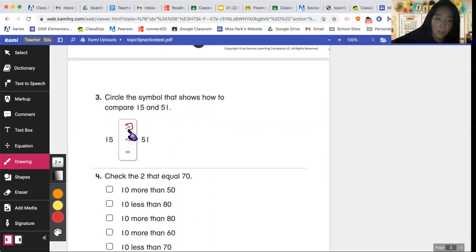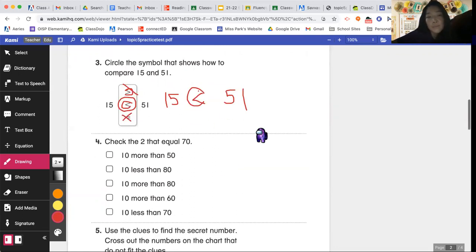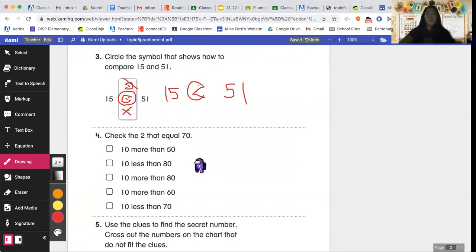Let's draw those Pac-Mans this way. And we know they're not equals, so it's definitely not going to be equals. And it looks like the correct Pac-Man is going to be the one in the middle. So 15 is less than 51 because our Pac-Man is going to want to eat the bigger number. Okay, number 4, check the 2 that equals 70.